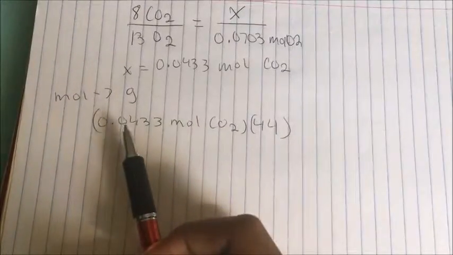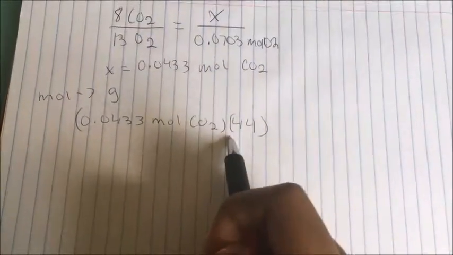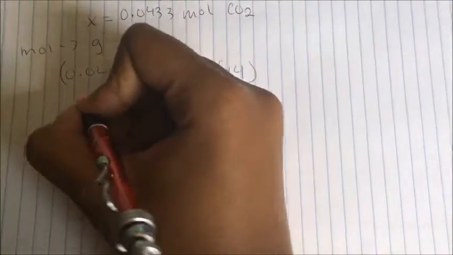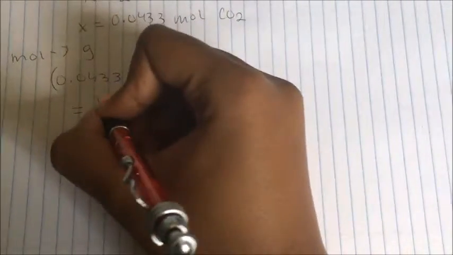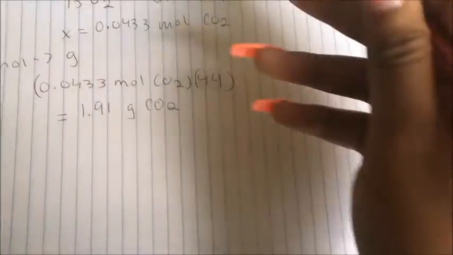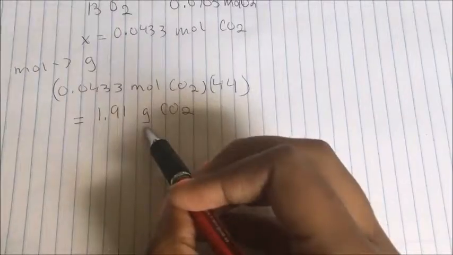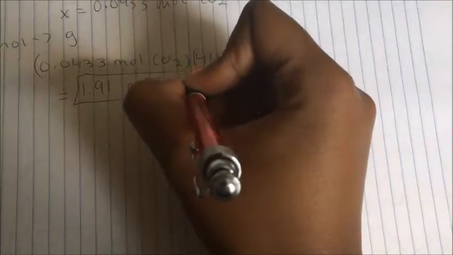We multiply the moles of CO2, 0.0433 moles, by its molecular weight, 44, and that gives us 1.91 grams of CO2. Therefore, it takes us 1.91 grams of CO2. And that's your answer.